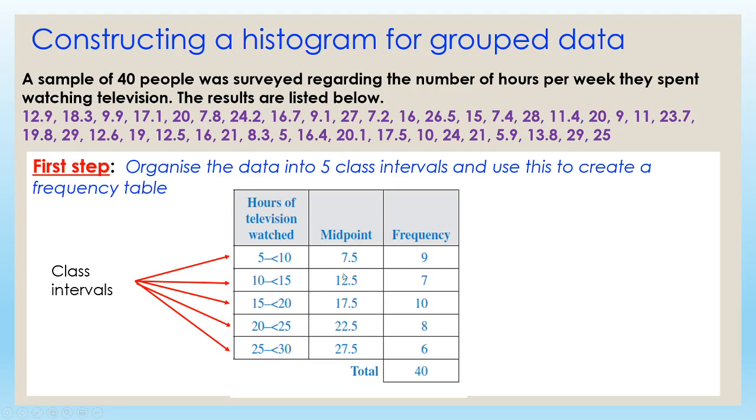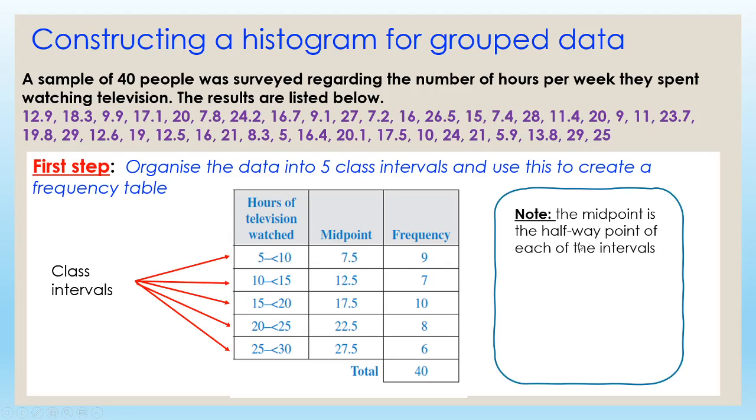And we've got our midpoints here, which is halfway between 5 and 10, halfway between 10 and 15, and we've got the frequency. Now this is very important that we've got the less than sign here. This is saying it's from 5 up to, but not including the 10. So this value here, this 10 hours exactly, actually falls into this second category, not this first one.